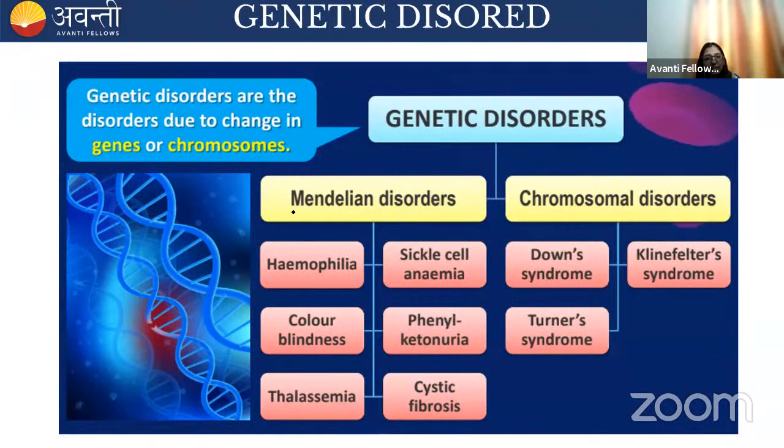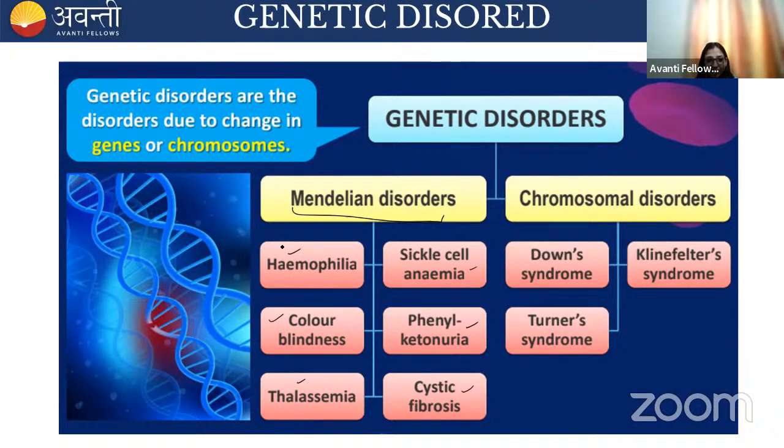Next one is genetic disorders. First, we are going to discuss Mendelian disorders like hemophilia. Hemophilia and color blindness are X-linked recessive disorders. Remember that. Thalassemia is an autosomal recessive disorder. Sickle cell anemia is an autosomal recessive disorder. Phenylketonuria is also an autosomal recessive disorder. Cystic fibrosis is also an autosomal recessive disorder. But myotonic dystrophy is an autosomal dominant disorder.